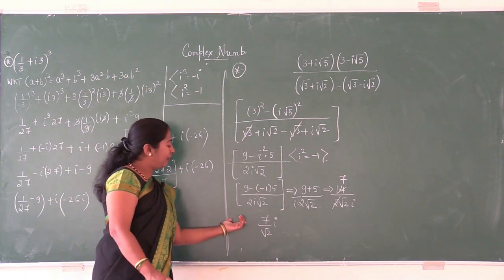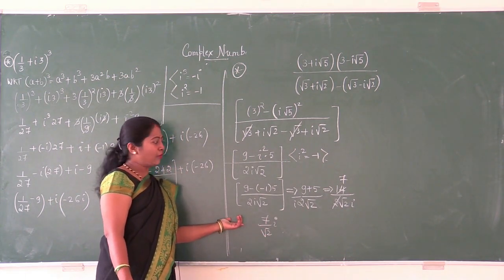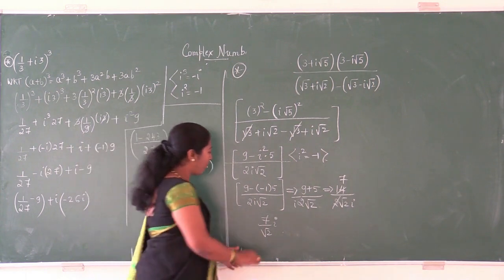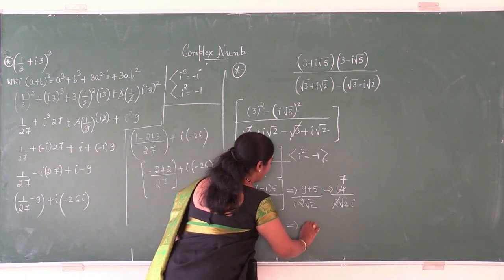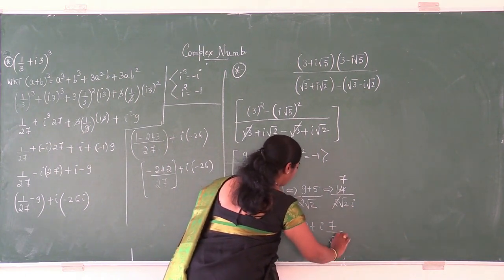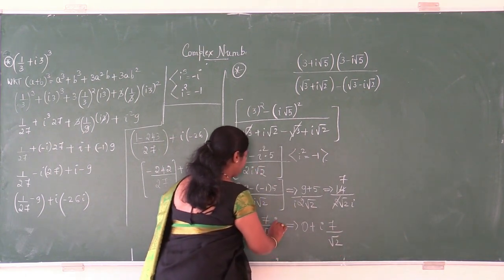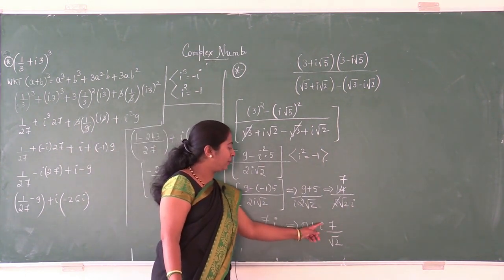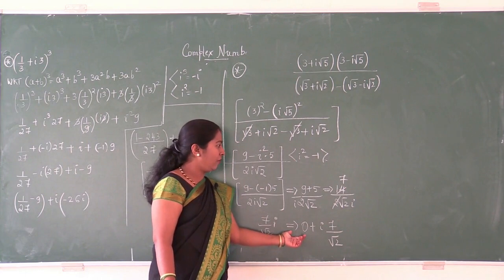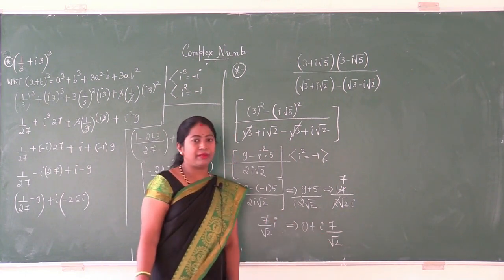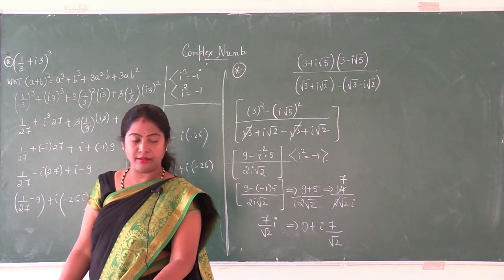Now, do we have a real part in this problem? The real part is not there. So we consider the real part to be 0, and therefore the final answer will be 0 plus i into 7 by root 2. This is of the form a plus i into b. What is the value of a here? 0. What is the value of b here? 7 by root 2. So this will be the resultant answer.